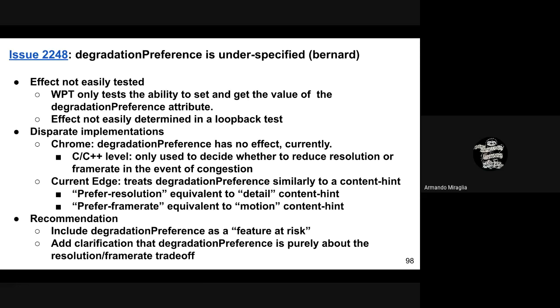So that's kind of an observation on where we are, and the question is, what do we do about that? And so the first thing is that because I think there's only one implementation, and I don't know there's even intent to do more at this point, it's probably a feature at risk. So that's the first thing. So Chrome's position is that we want to implement degradation preference.